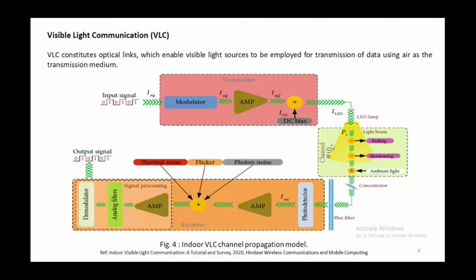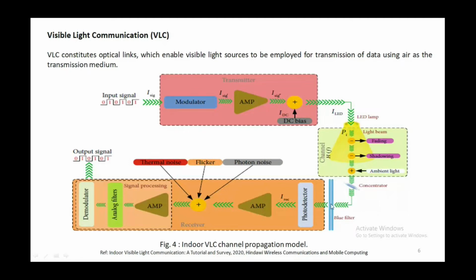So we need a concentrator, and we use a blue filter to reduce the yellow light effect, because yellow light reduces the speed of the communication. So here we just use a blue filter to reduce that effect.